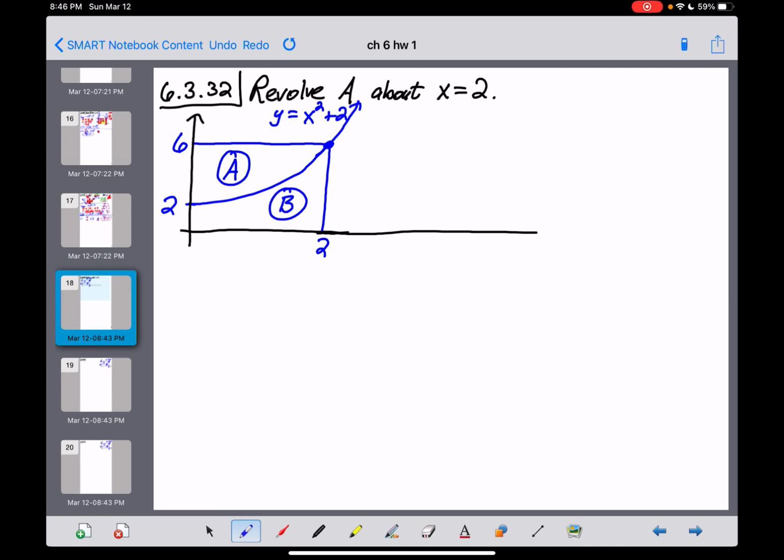Number 32 here wants us to take region A and revolve it about the line x equals 2, which they kind of already had started to draw for us right here. X equals 2 is this vertical line here, so our problem is going around that vertical line going this way. Okay, so what we're going to do is draw the 180-degree reflection of region A. And of course, region A is this one right over here. So let me just shade that in real quick. Okay, and when this thing gets flipped 180 degrees, we're going to get something that looks roughly like this.